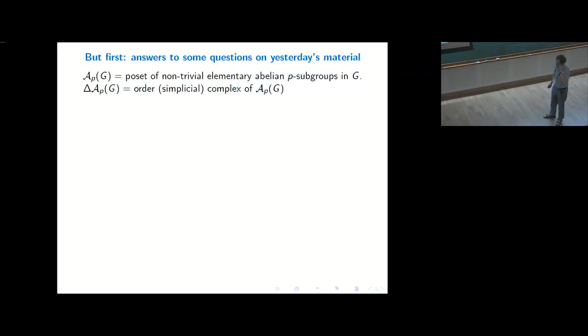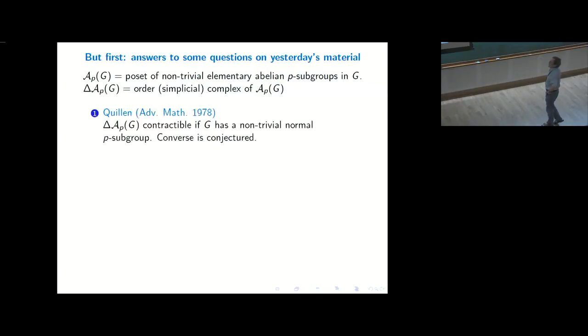Somebody asked me, my last slide was about the Quillen simplicial complex. Why are group theorists interested in it? Well, an answer to that is probably Quillen's result, which goes back to 1978, that if G has a non-trivial normal p-subgroup, then the Quillen complex is contractible, and there's a difficult conjecture that the converse may be true.